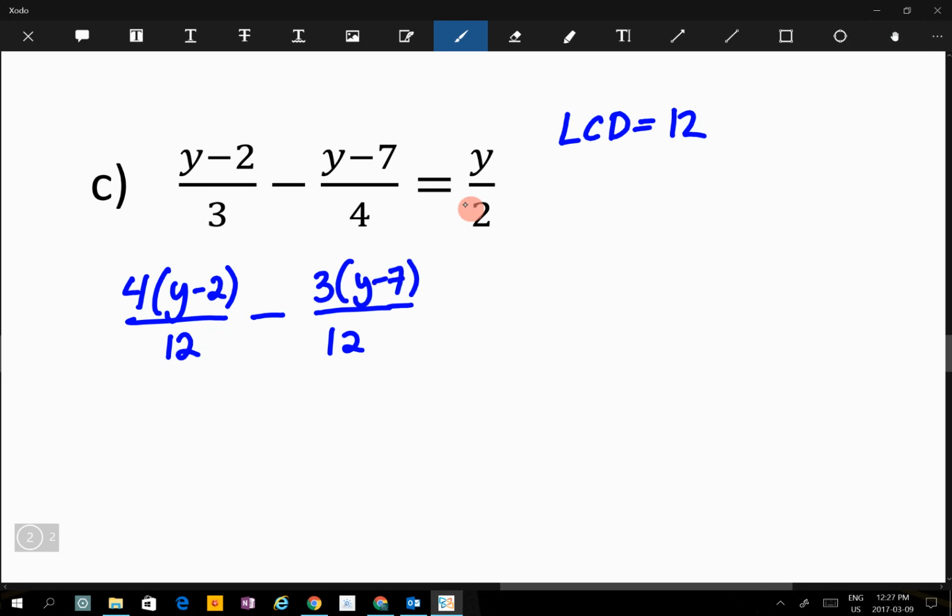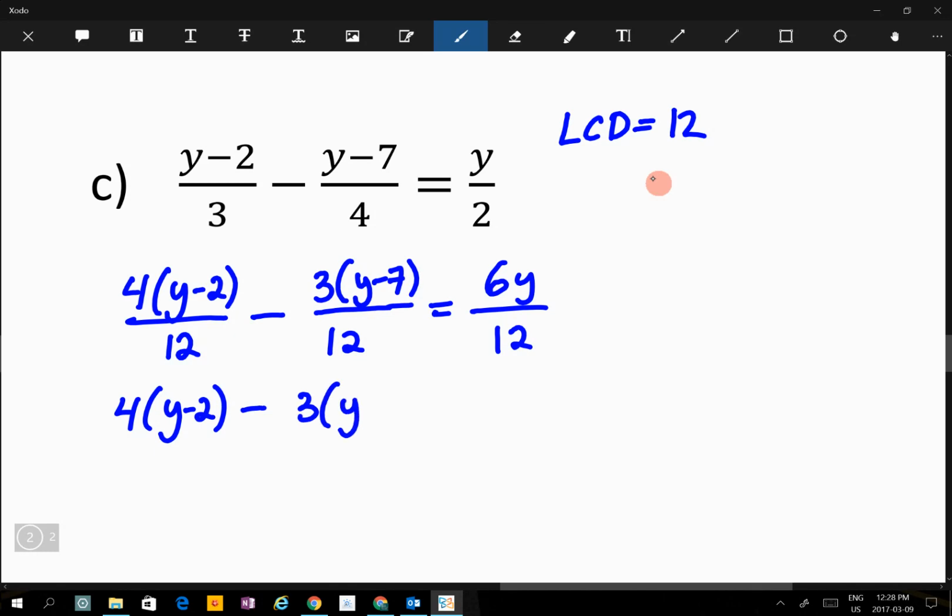It's important that you remember what I said about fractions. There's an invisible bracket around what you have in the numerator and the denominator. So if I have multiple terms in that numerator, I have to put a bracket around it when I multiply that by 3. And then I'm going to expand it afterwards. On the right side, if I want to get a denominator of 12, I have to multiply 2 times 6. So I multiply the top by 6 as well. So I get 6 times y. Now that I have a common denominator, I can cancel them out. And that leaves me with 4 times (y minus 2) minus 3 times (y minus 7) equals 6y.